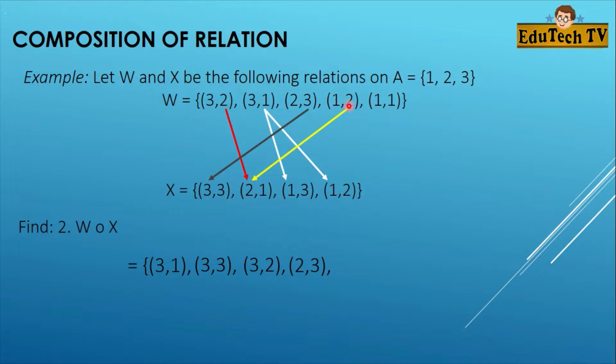Next, (1, 2), (2, 1). So get (1, 1). Next, we have (1, 1) and (1, 3). So get 1 here, the first element in W, and the second element from X, so we have (1, 3). Lastly, we have (1, 1), (1, 2). So get 1 and then 2. So we'll have an ordered pair (1, 2). So that's the composition for W composed with X.